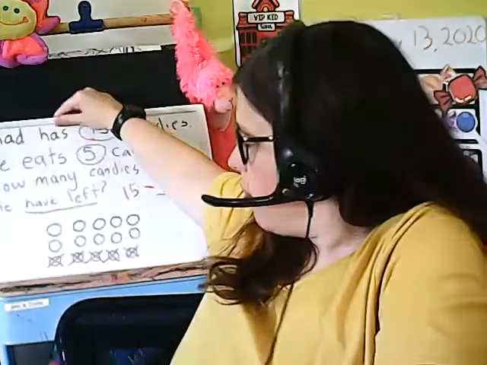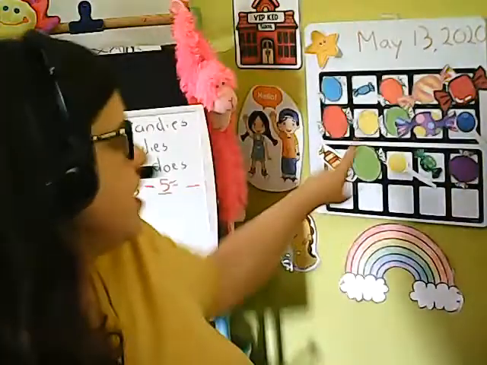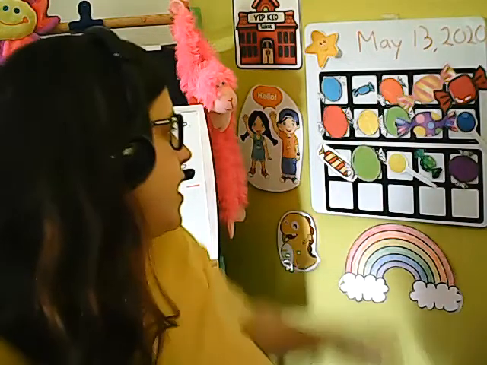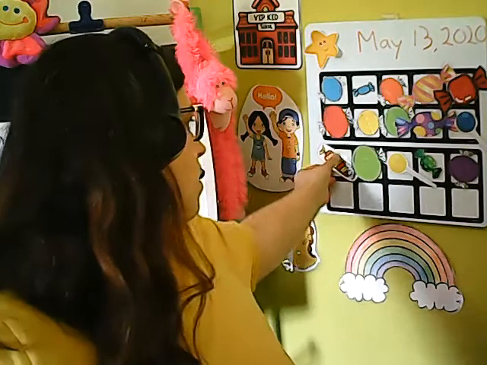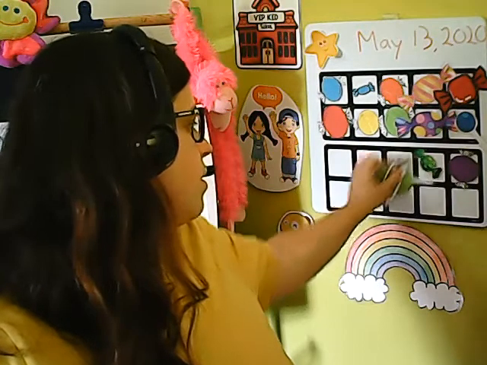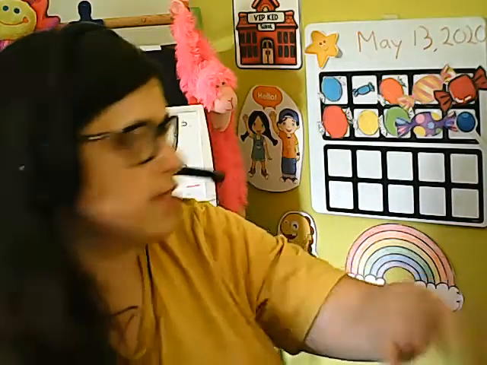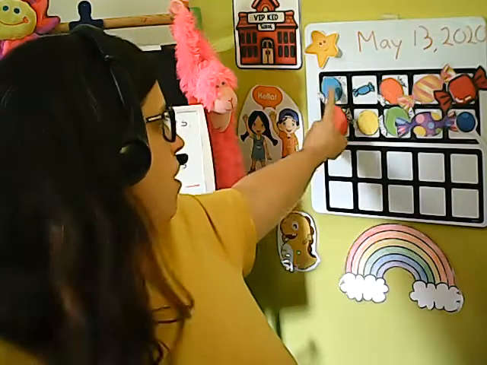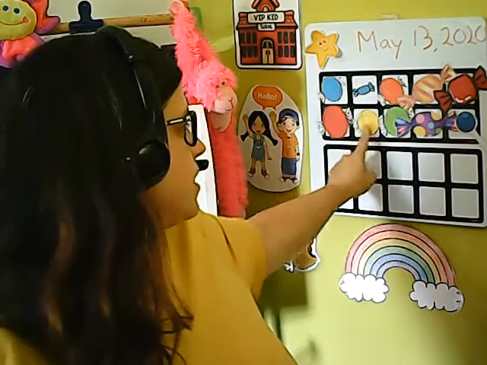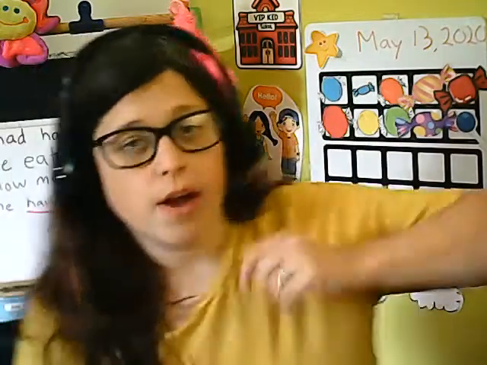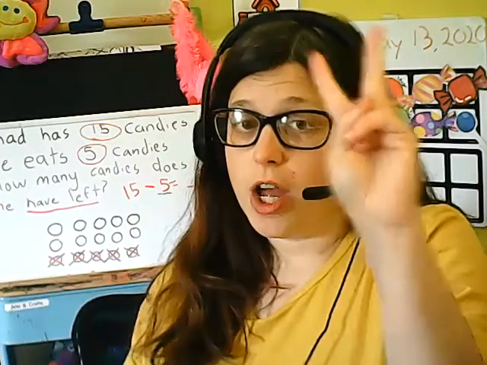We are going to come over here, take the 5 candies that Chad ate away off of our 10 frame, and see if we also get 10. Let's take 5 off. 1, 2, 3, 4, 5. And if you will look at our 10 frame, you can see that only the top 10 frame is full. And we have 1, 2, 3, 4, 5, 6, 7, 8, 9, 10 candies left. A full 10 frame. So we came up with our answer and double checked it.